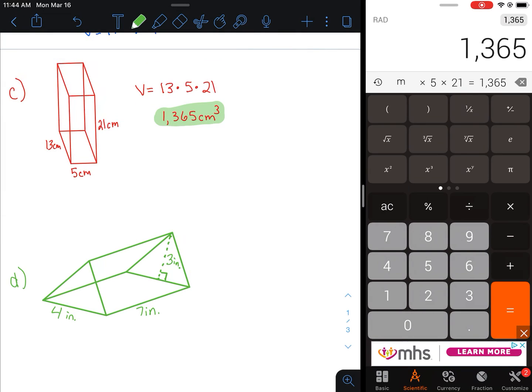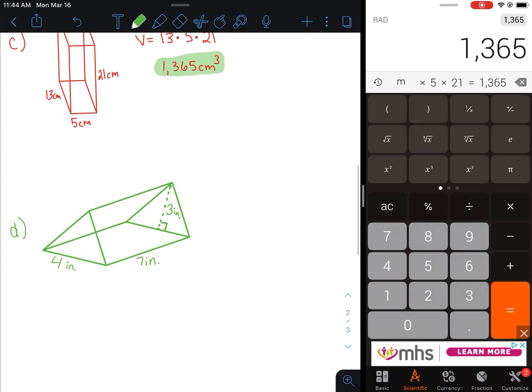Okay, and our last one here is the triangular prism. It's a triangular prism because both the front and the back are triangles, meaning that the base is a triangle. Remember that a triangle is half that of a rectangle. So when we are finding volume of a triangular prism, we are talking about big B. Again, remember that means area of the base.